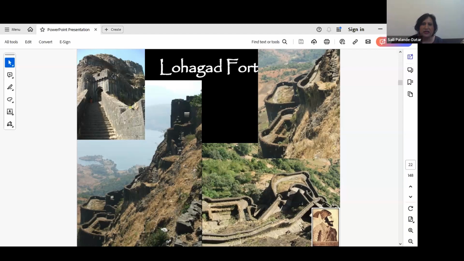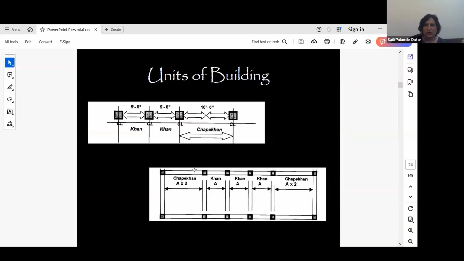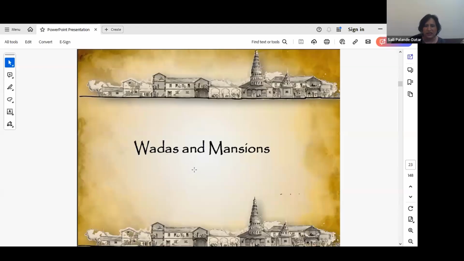Later, as I said, the battle and the war movement moved to the battlefields in the north and the plainer region. So there we do not see any exclusive or very characteristic development of the forts of the later part of the 18th century. So let's talk about the vadas and mansions.